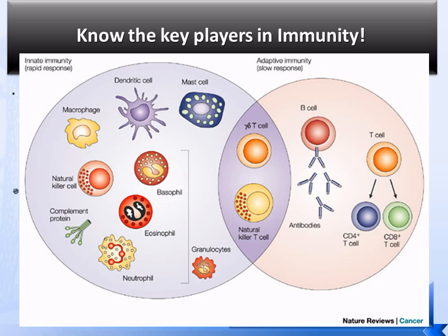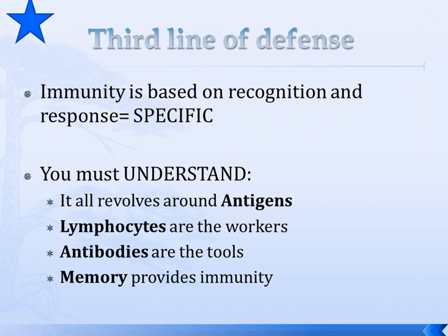Otherwise, it's going to act like a little kid and try and drag the thing down. And we'll talk about T cells and B cells too during this part. Oops, wrong one. Adaptive immunity. Ooh, a star. Must be important. So, third line of defense.